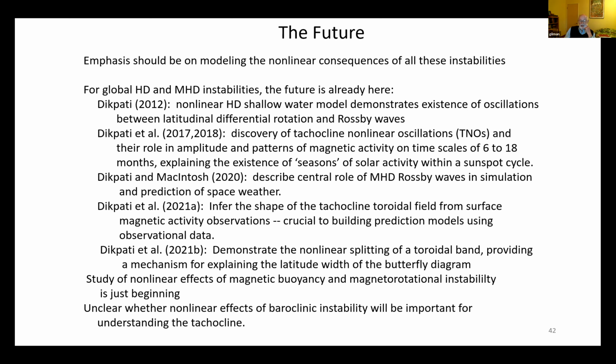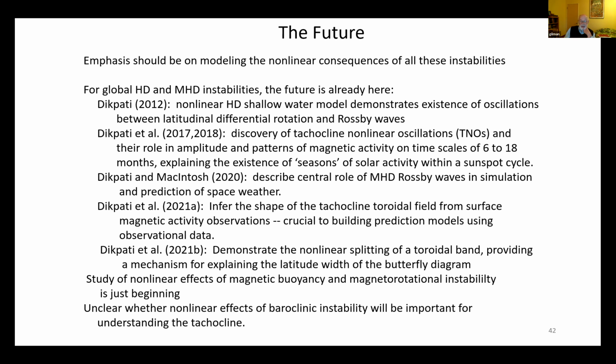And in Dikpati et al. 2021a, infer the shape of the tachocline toroidal field from surface magnetic activity observations. You can actually infer, with some assumptions, how the toroidal field departs from a pure toroid into something that has longitudinal structure. And then most recently, demonstrating a nonlinear effect of this mixed stress, which is so powerful that if it's strong enough it can actually take a toroidal band and split it in two along its own axis.